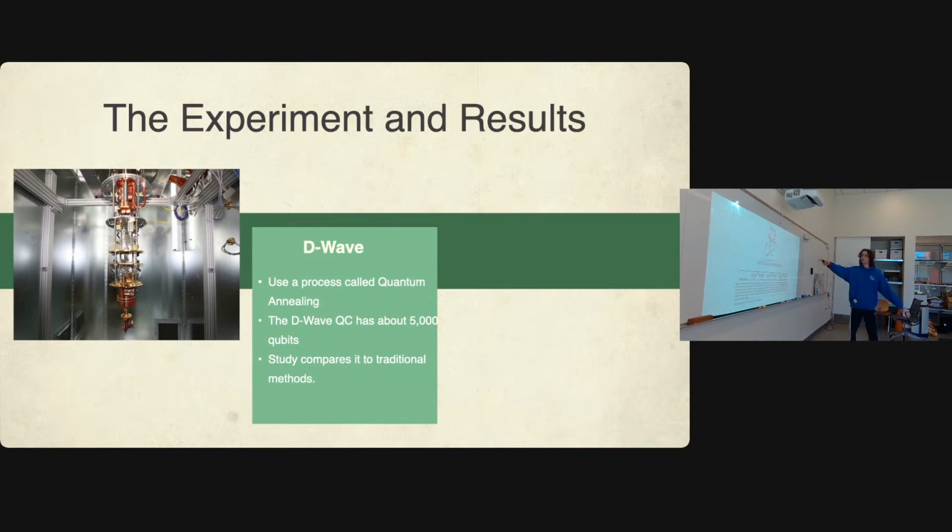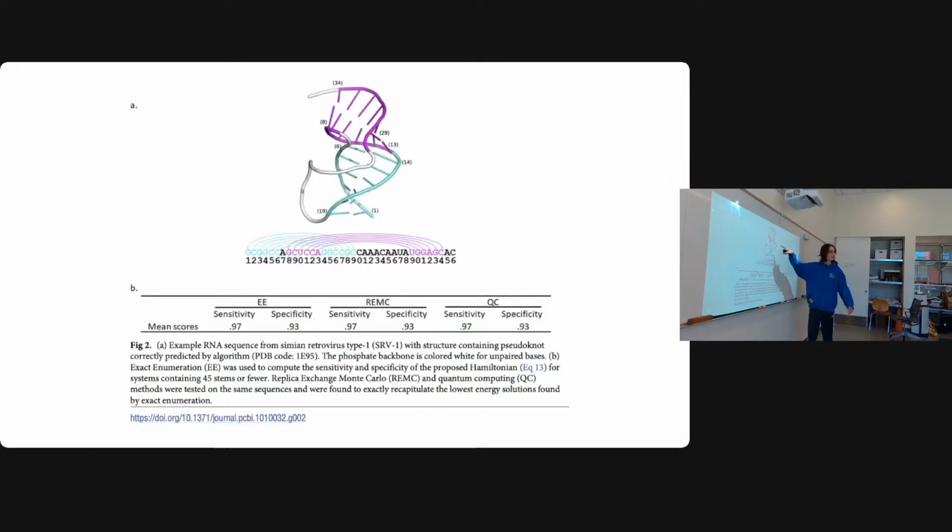And these are their results. Now this is a lot to unpack, so let's go over it step by step. This is an RNA strand. As you can see, it loops back on itself, and this is the fold. It folds on top of itself. Each of these different colors are the bases paired together.